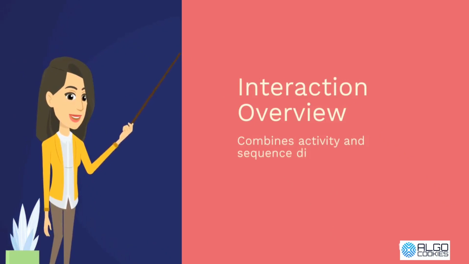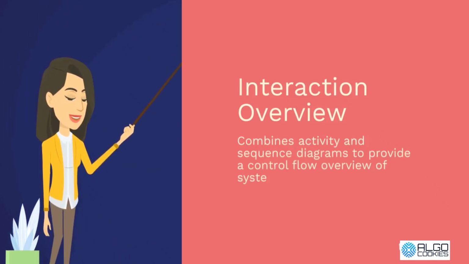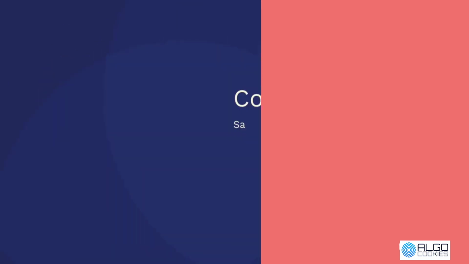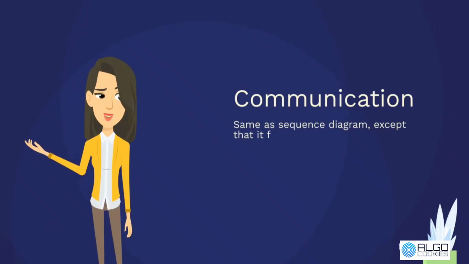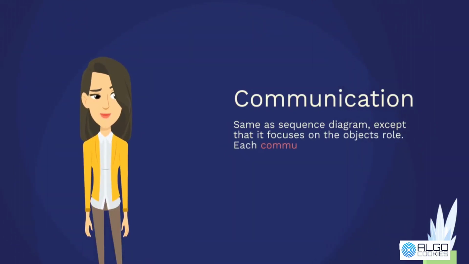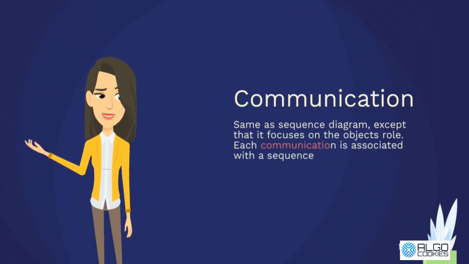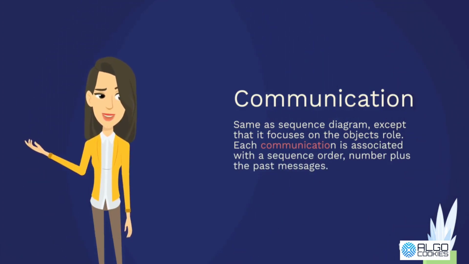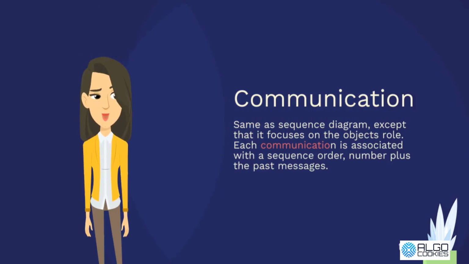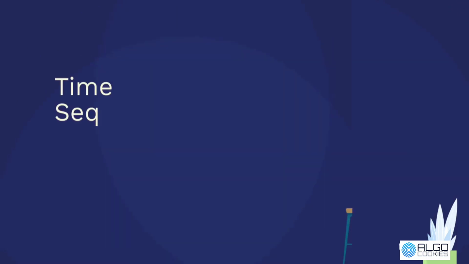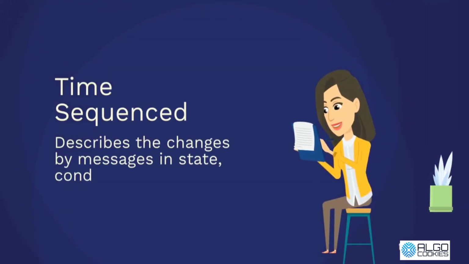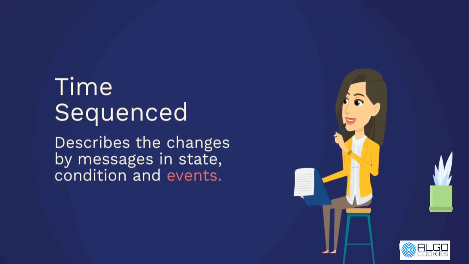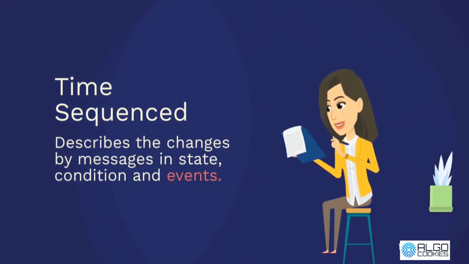Interaction overview combines activity and sequence diagrams to provide a control flow overview of system and business process. Communication same as sequence diagram, except that it focuses on the object's role. Each communication is associated with a sequence order, number plus the past messages. Time sequence describes the changes by messages in state, condition, and events.